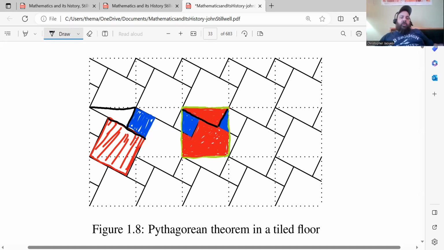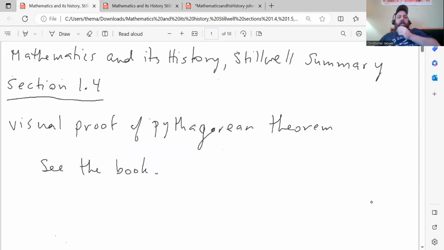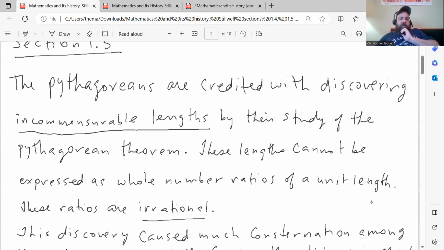So that's section 1.4. That's really all it contains. Let me go back to my notes so you can see over here. Okay, so that's 1.4. 1.5, we talk about here. He talks about what the problems were in ancient Greek mathematics. One of the major stumbling blocks, there were several, but one of them was the existence of irrational numbers, or what they call incommensurable lengths.